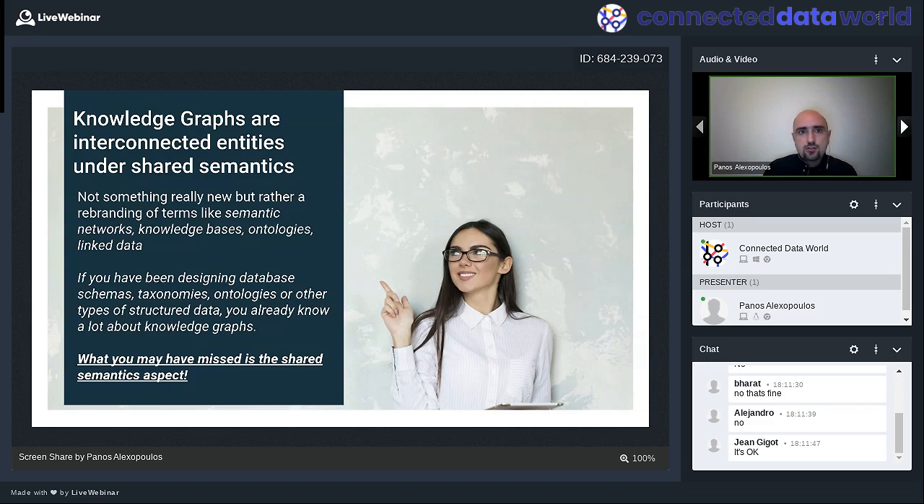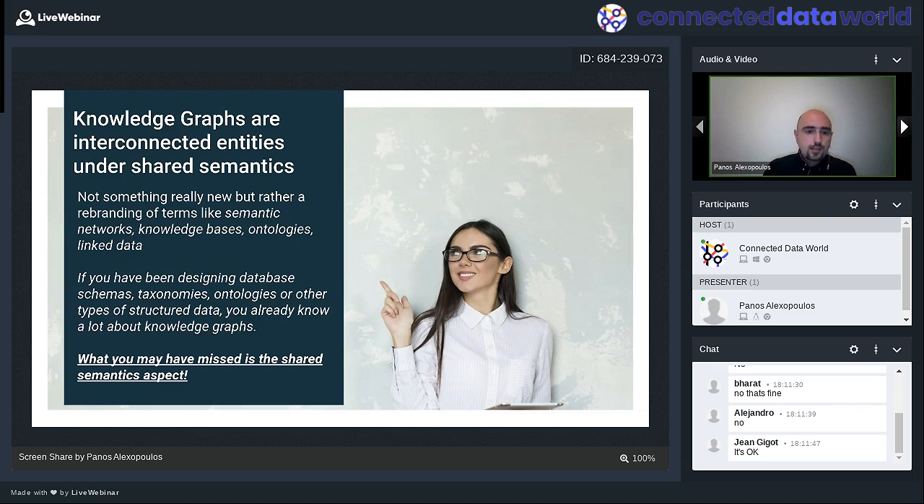The concept of a knowledge graph is not really new, right? It's rather a rebranding of terms like semantic networks, knowledge bases, ontologies, linked data. So things that we have seen even from the late 80s, early 90s. And if you have been designing database schemas, taxonomies, ontologies, or other types of structured data, then you already know a lot about knowledge graphs. So in terms of what a knowledge graph is, there's not much surprise, I would say.